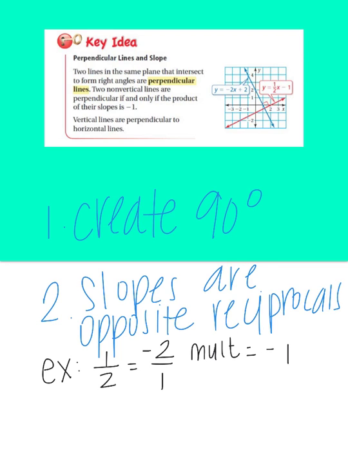If you multiply these two slopes, it should give you an answer of -1. So I want you to try. Tell me, what is the opposite reciprocal of 2/5? Go ahead.